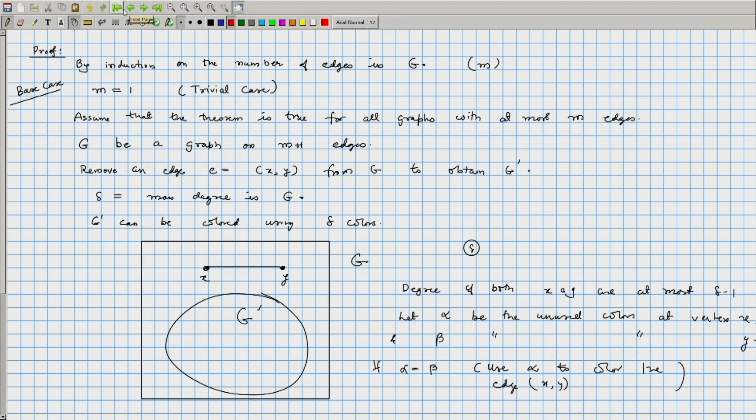Let us just quickly recap the proof. We looked at the graph and we removed one particular edge. The smaller graph can be colored using delta colors.